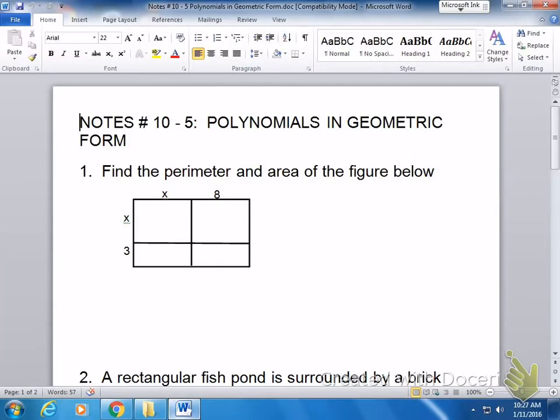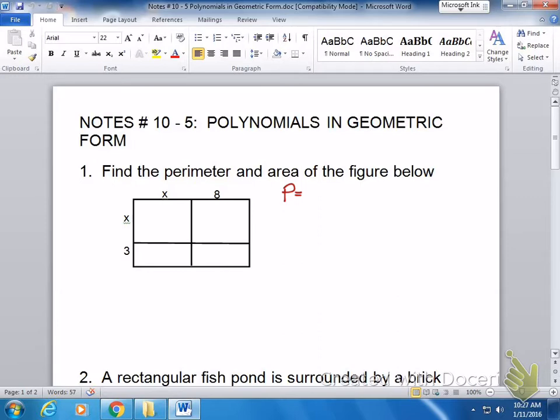All right, guys, so we're doing 10.5 today, polynomials in geometric form. There's only 4 of these. They're not that bad, and it's just basically adding things, or multiplying and adding things together. So number 1 says find the perimeter and area of the figure below. Now I know that perimeter means I'm going to add all my pieces up. Well, I need to make sure I have all my pieces.